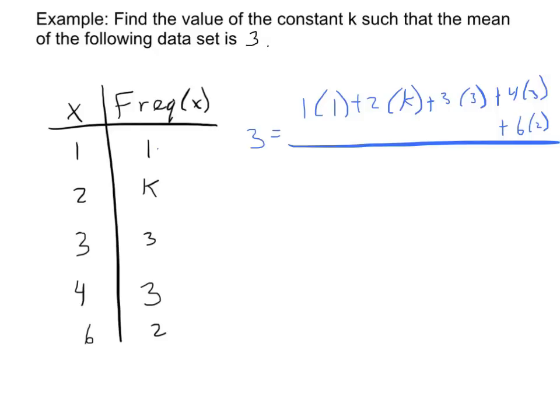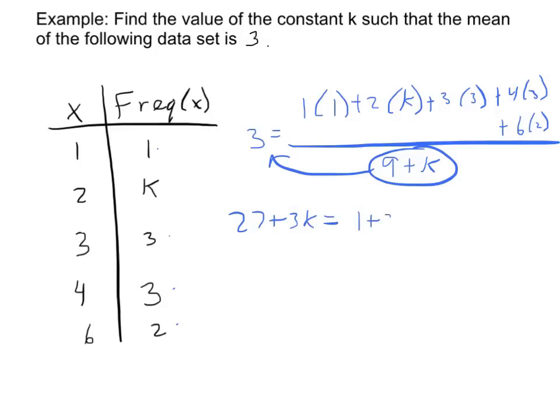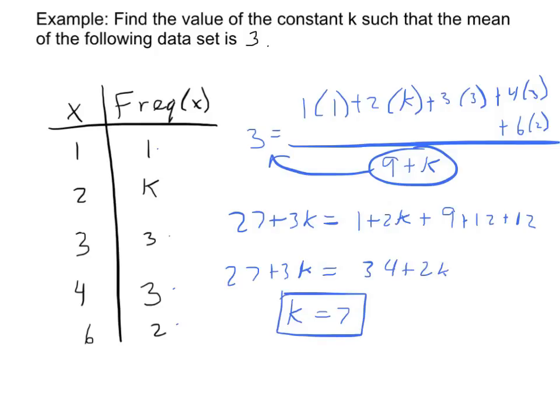So I'm looking at this as 1 plus 8, so that's basically 9 plus k. So I'm going to multiply that 9 plus k over to the other side. 27 plus 3k is equal to 1 plus 2k plus 9 plus 12 plus 12. 27 plus 3k is, let's see here, 10, looks like 34 plus 2k. So then k equals 7, just as I suspected from the beginning. Great, so k, the frequency of that 2 term, is 7.